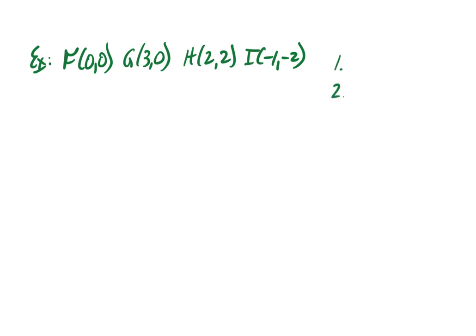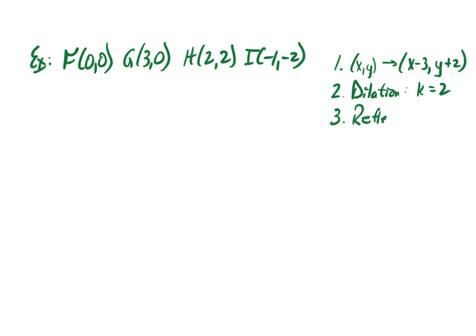And this time we're going to go crazy and do a 3-part transformation. So the first one, we're going to do a translation. We're going to subtract 3 from all of the x's, add 2 to all of the y's. We're going to do a dilation using 2 for our scale factor. And then we're going to finish this last problem for the chapter with a reflection. And the reflection this time we're going to use is around the x-axis.